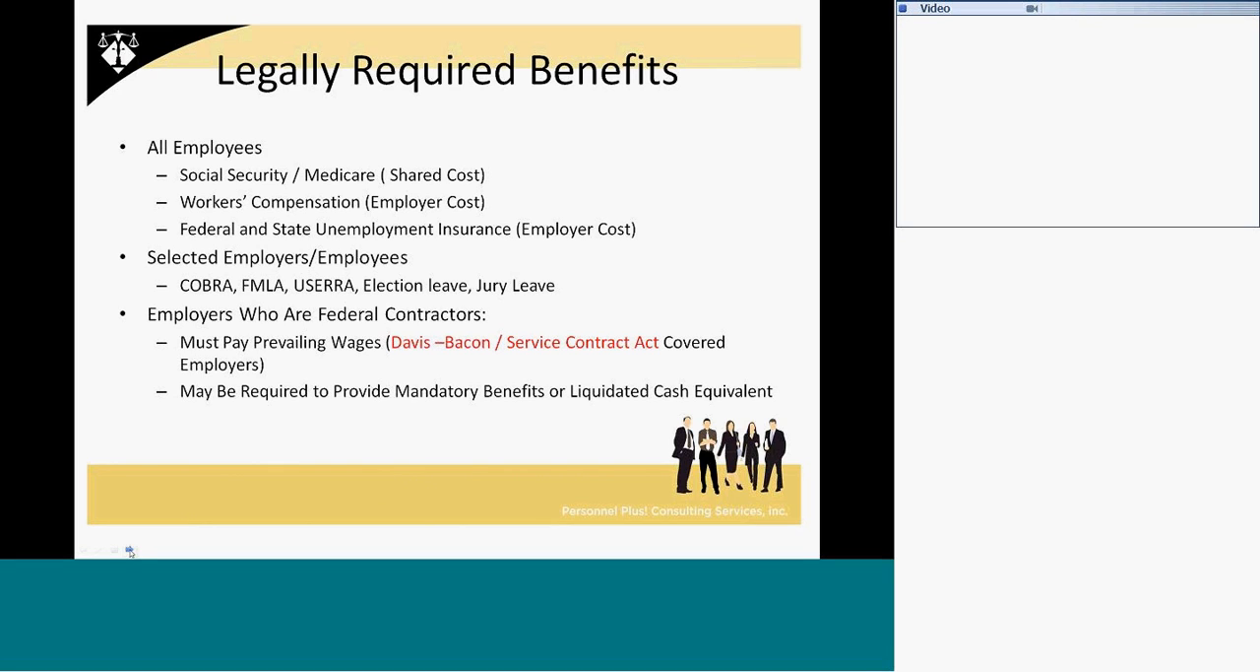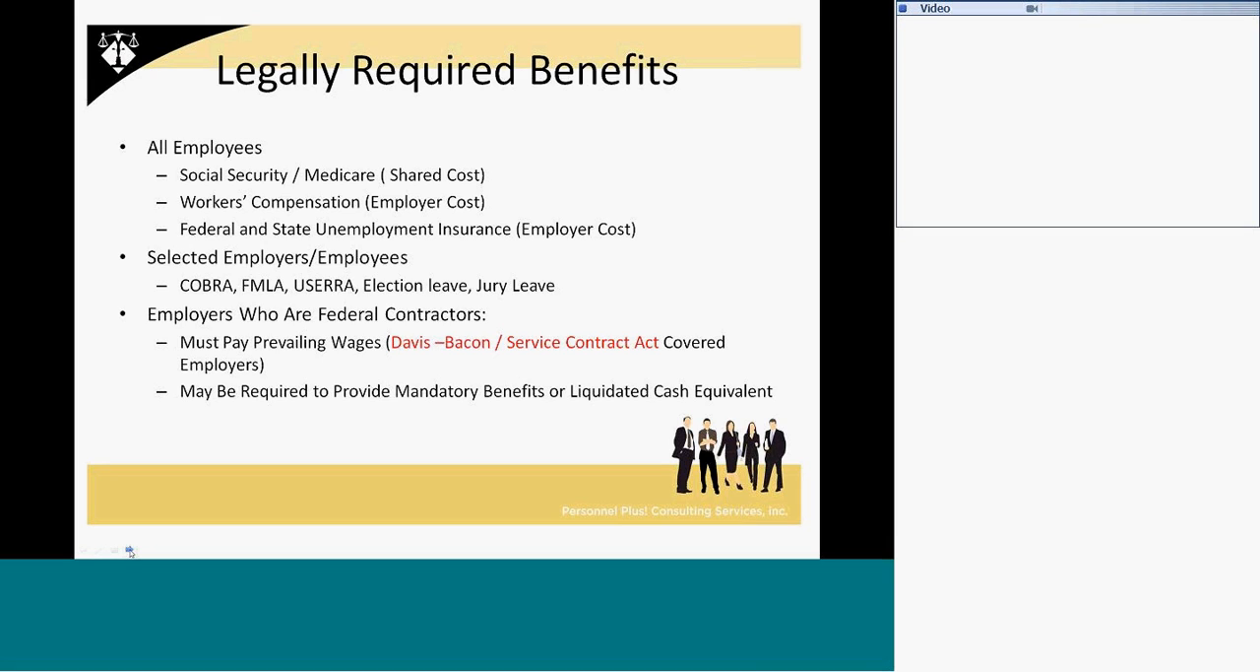Third, employers have to provide Social Security and Medicare. That's a shared cost between the employer and the employee. Workers' compensation is required in most states. Some states don't require it of everybody. For example, in Florida, you only have to have a work comp plan if you have 4 or more employees. So it's basically state created.